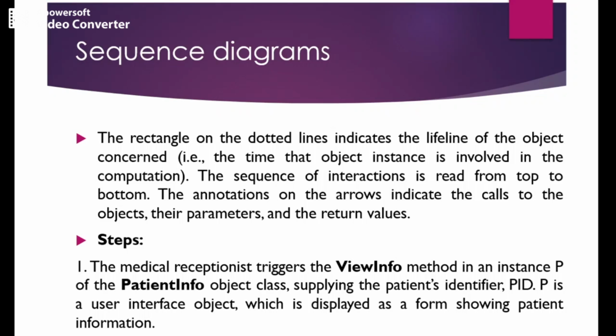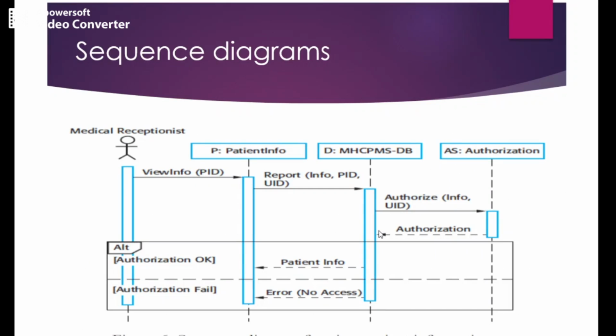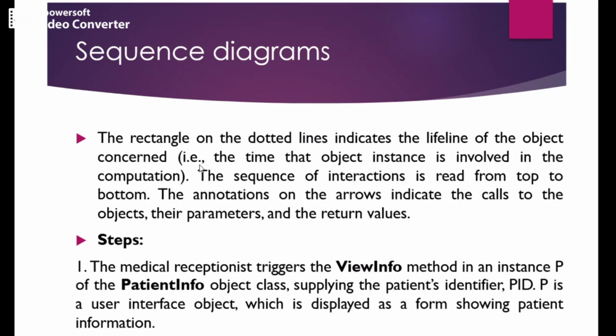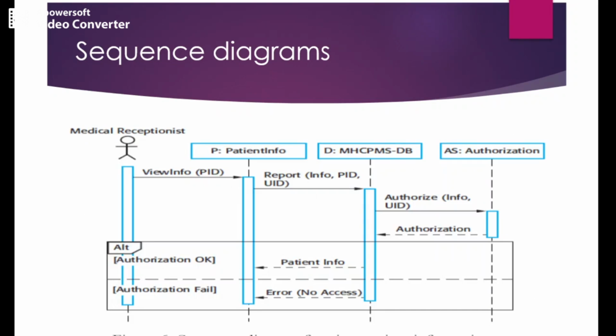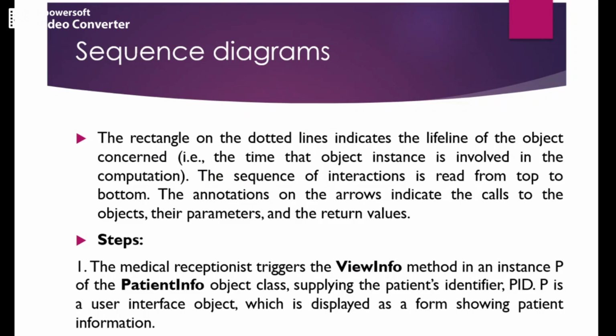The annotations on the arrows indicate the calls to the objects, their parameters and the return values. Can you see that? So whatever annotations on the arrows you have put here, view info, report, authorize, it's nothing but a call to your object. It's like a function call to your object. So inside the brackets you are passing the parameters and the return values. So we'll see the steps one by one. First, let me begin the first step.